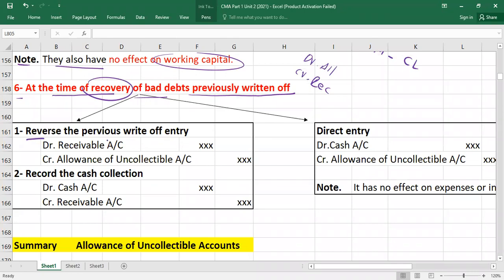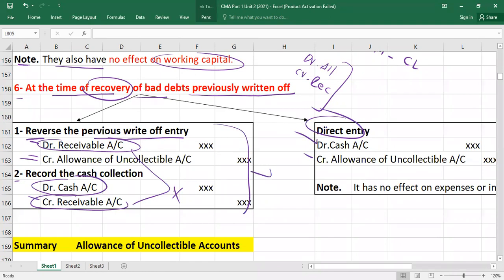Step number 1, you have to reverse the previous write-off entry. What was the previous write-off entry? Debit allowances, credit receivables. Reverse it: debit receivables, credit allowance. Now again, your receivables will stand in your financial statements and ledgers. Second entry, you will record the normal cash collection: debit cash, credit receivables. If you look at these 2 entries, receivable is debit here and credit there, so these two will cancel. The net remaining entry is debit cash and credit allowances. This direct entry you can pass if you do not wish to pass the two entries. Understood? And again, there is no effect on expense or on income. Right or wrong?